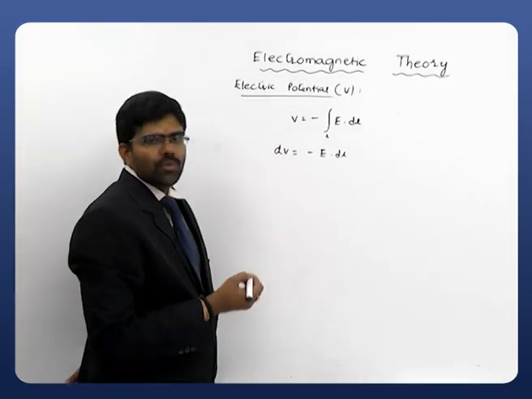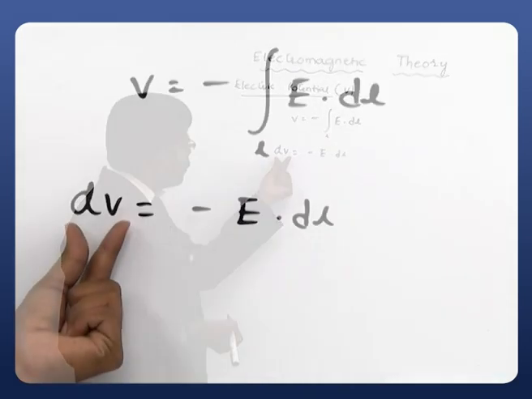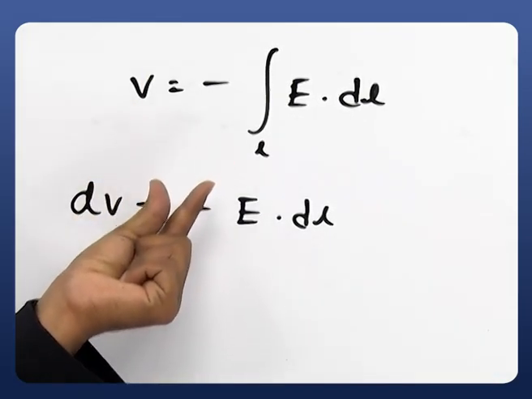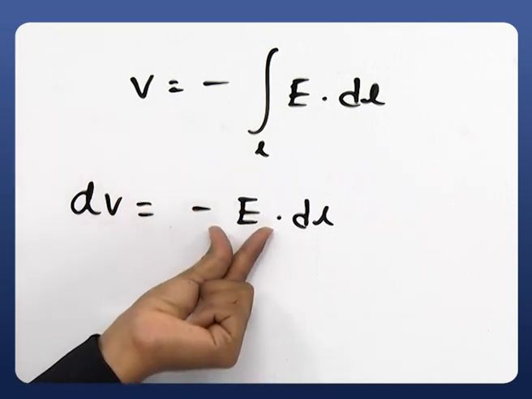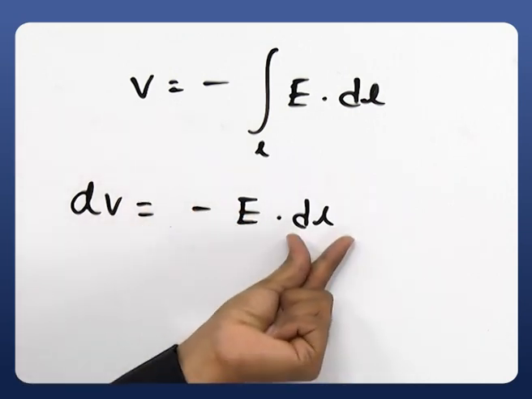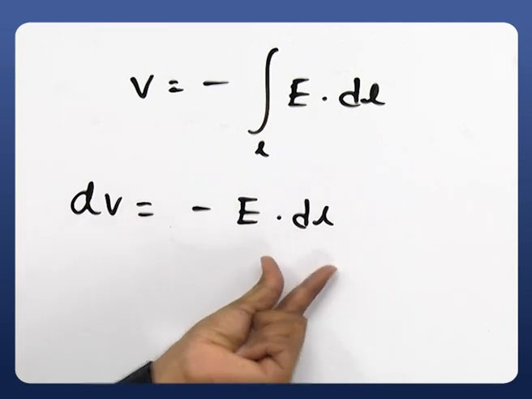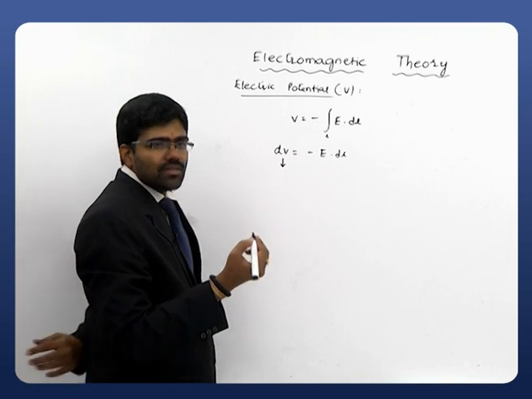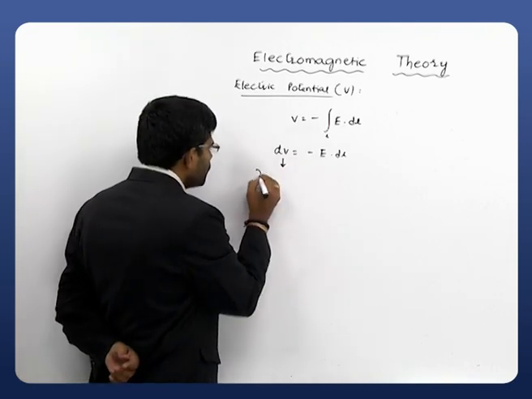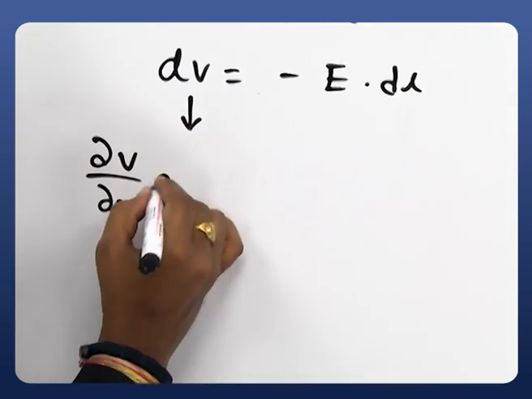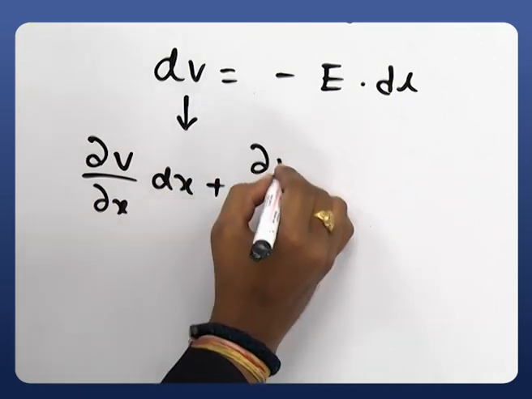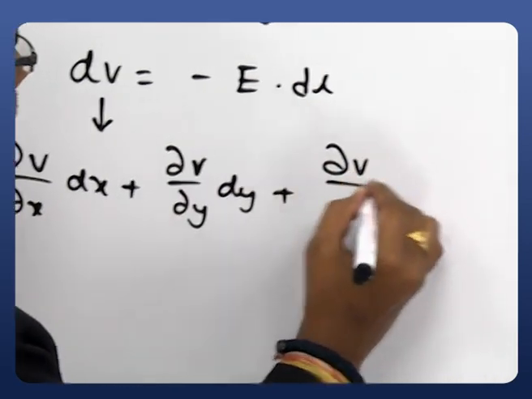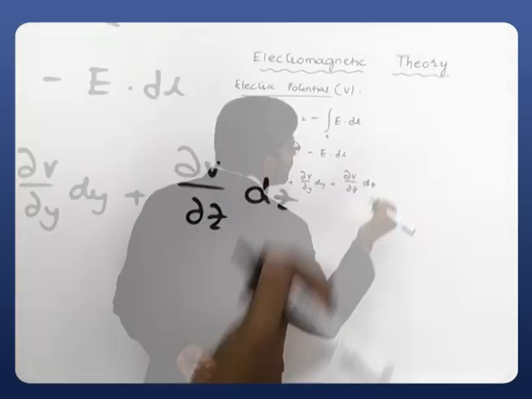That's what we have. For our convenience, I'll try to rewrite this differential quantity in its equivalent in rectangular or Cartesian coordinate system, and I'll write this E in Cartesian coordinate system, and dl also in Cartesian coordinate system. So how to write down the equivalent of this differential quantity using differential calculus? This dV can be written as dou V by dou x dx plus dou V by dou y dy plus dou V by dou z dz.